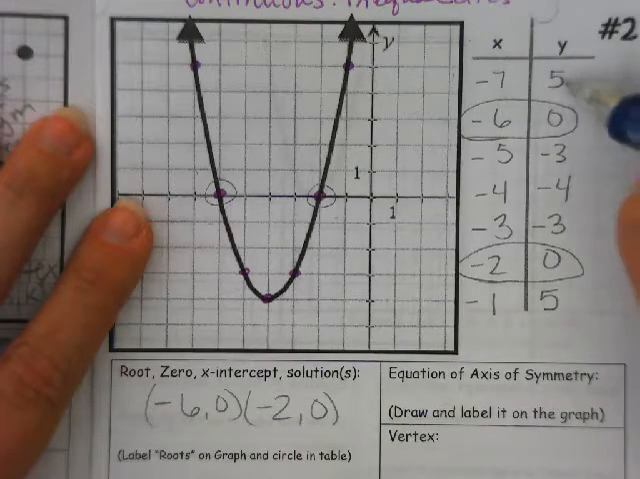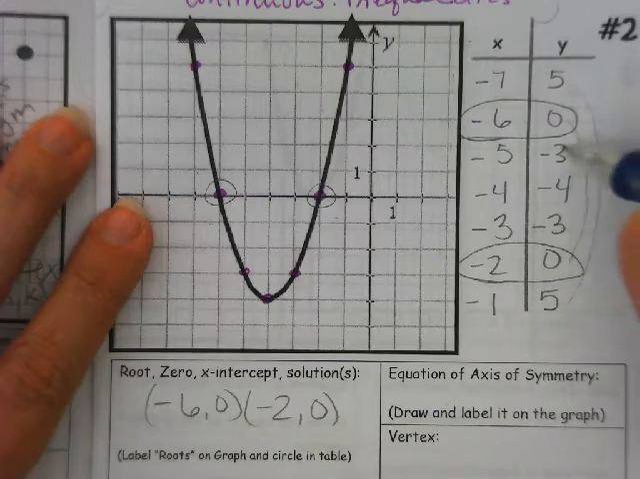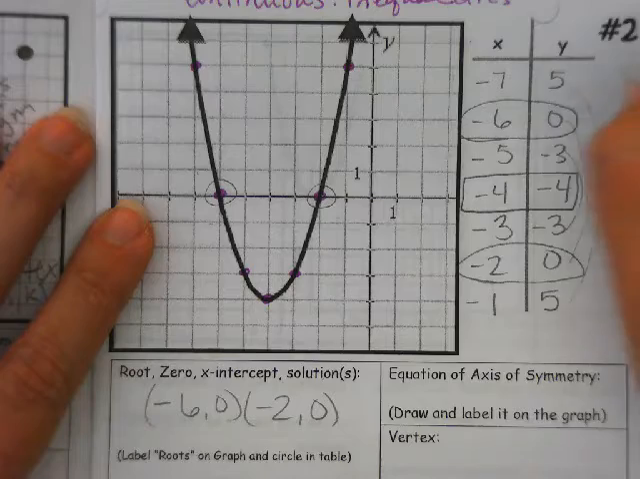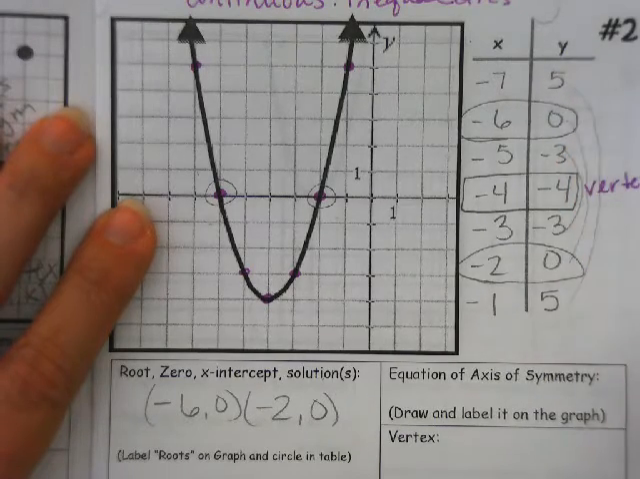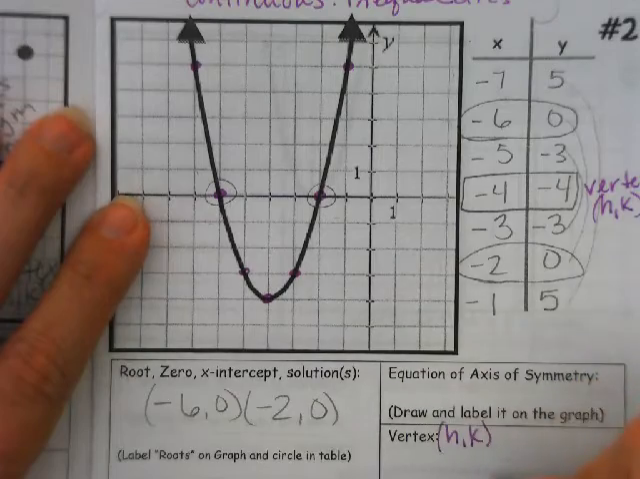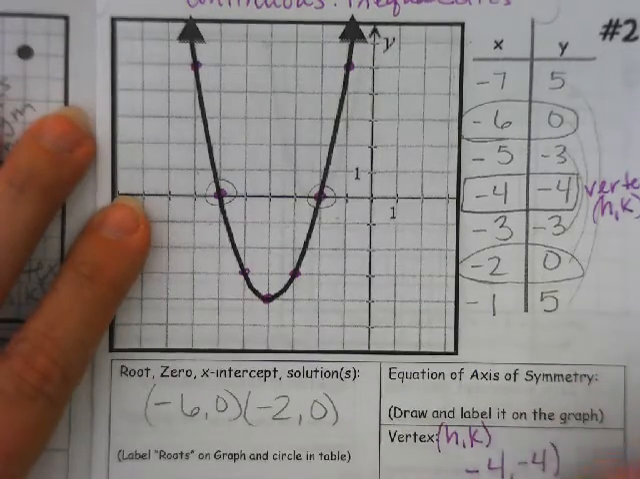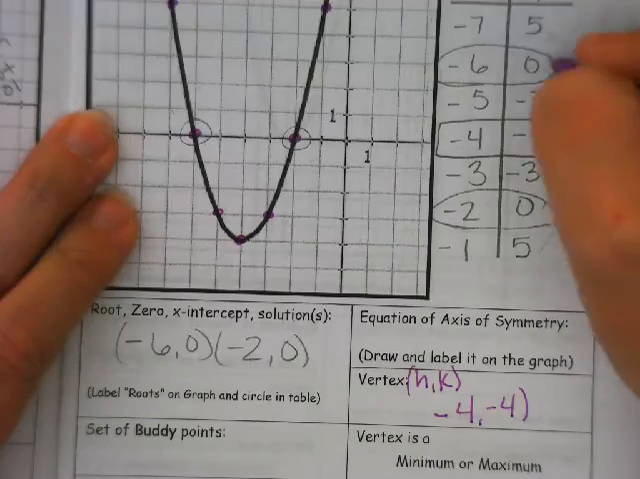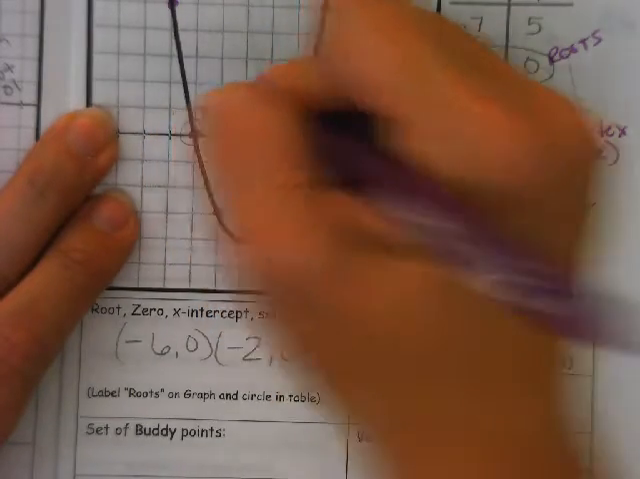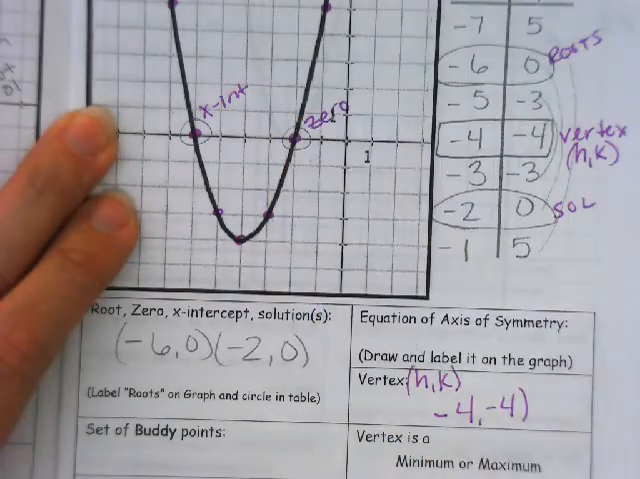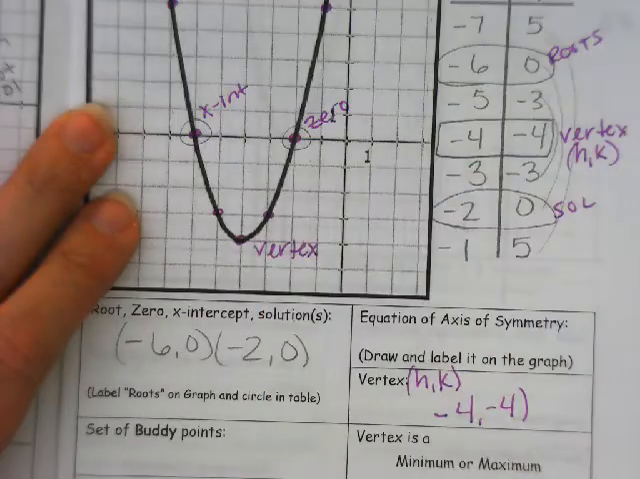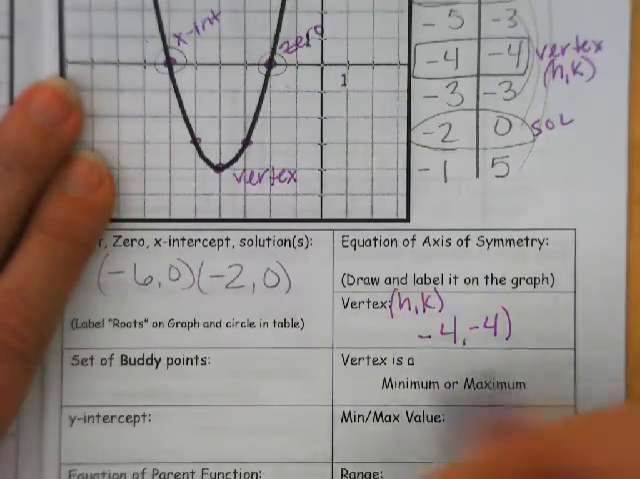Okay, notice those, we have all of these buddy points, except for here. What is this one called? That is called your vertex, right? That's your HK. We can write that here. -4, -4. All right, you could label this roots, solution. I'm going to write my x-intercept here, and 0. You need to know all 3 of those names. Okay, this is our vertex. What kind of vertex is this? It is a minimum. It's at the bottom.